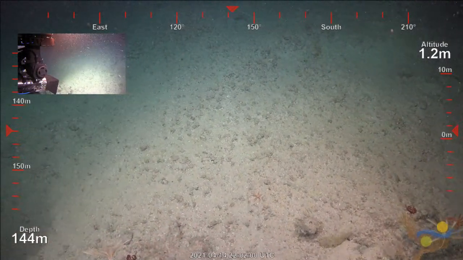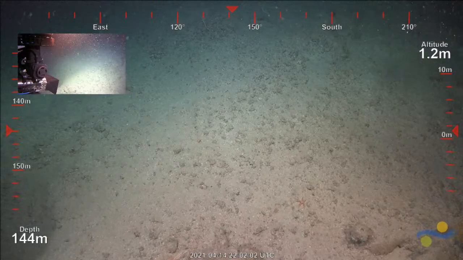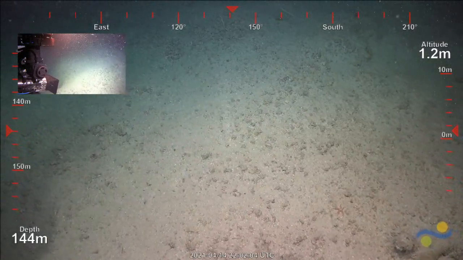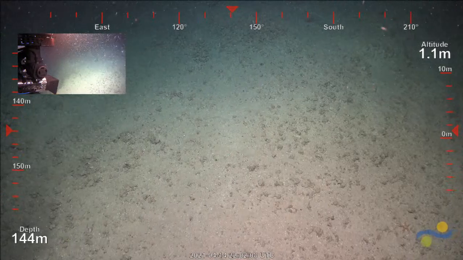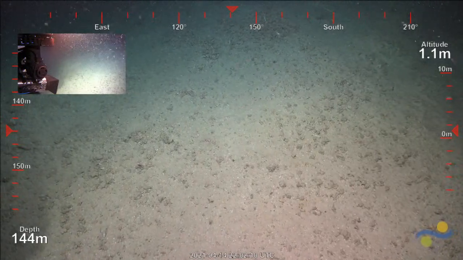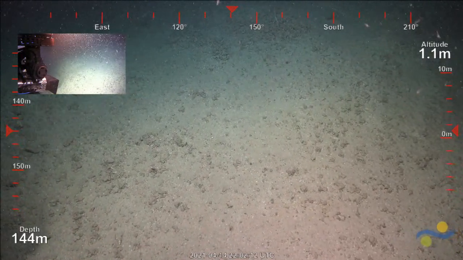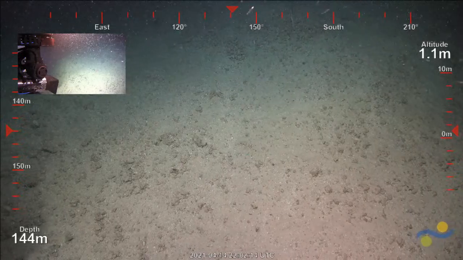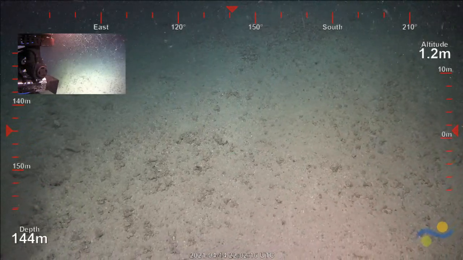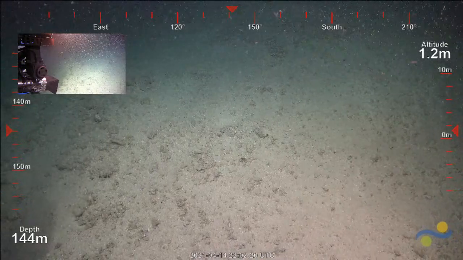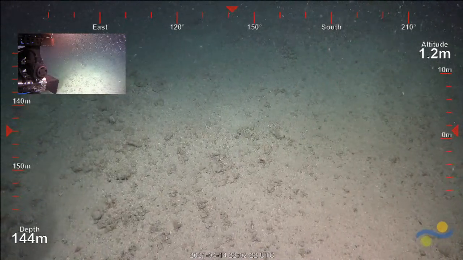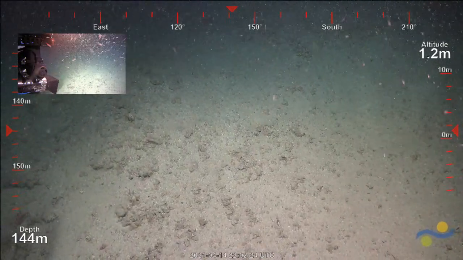Good. Oh, can we mark that sea star? That is a really interesting one, I think, at least going past it at this rate and at this distance. The one that we had. We landed right. Okay, there you go. Sea star. Awesome, thank you.